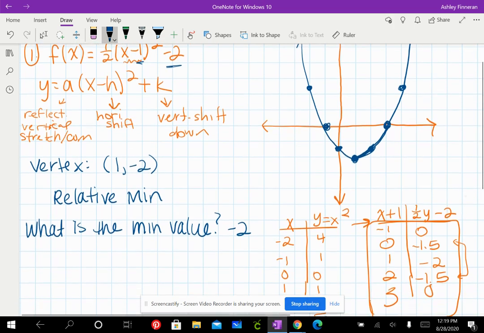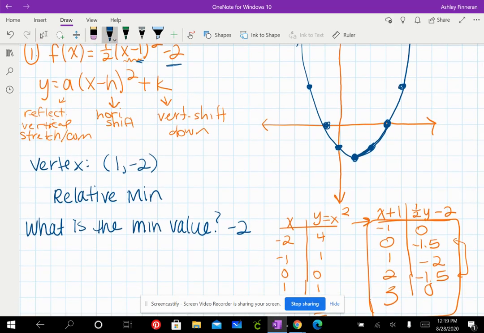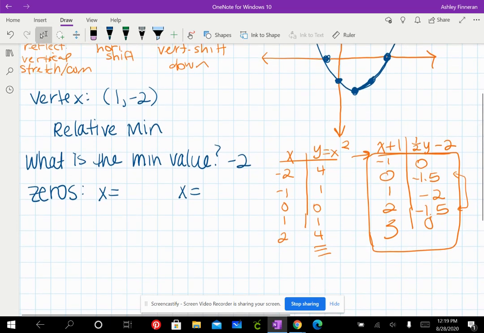The next thing I want to talk about are something called zeros. Zeros are the values of x for which the y value is 0. So the zeros are at what x values does y equal 0? So now you kind of have two options. One option, you can actually plug in 0 for y and solve. And the other one, you can take them from the graph.